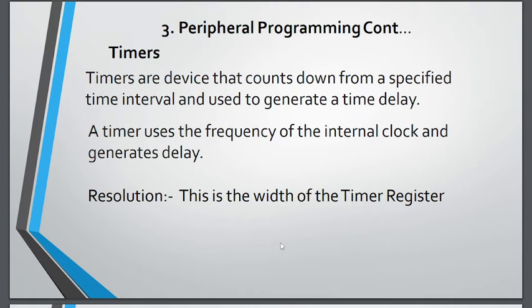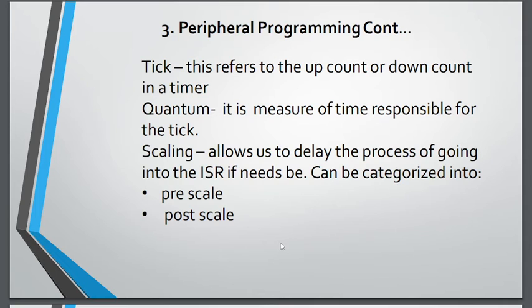Timers. What are timers? Timers are devices that count down from a specific time interval and are used to generate a time delay. A timer uses the frequency of the internal clock RTC and generates delays. Let's talk about resolution with respect to timers. The resolution is the width of the timer register. What is a tick? A tick refers to the up count or down count in a timer. What is a quantum? It is the measure of time responsible for the tick.